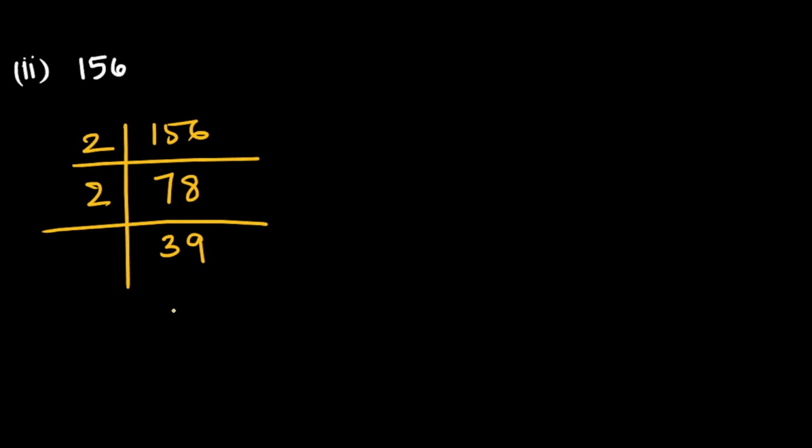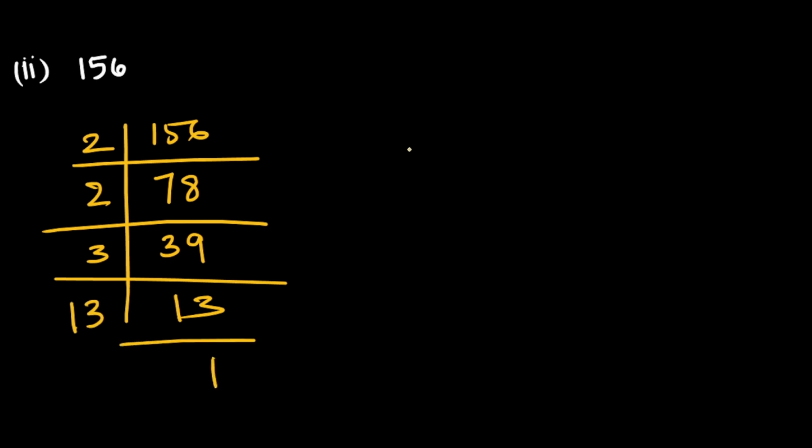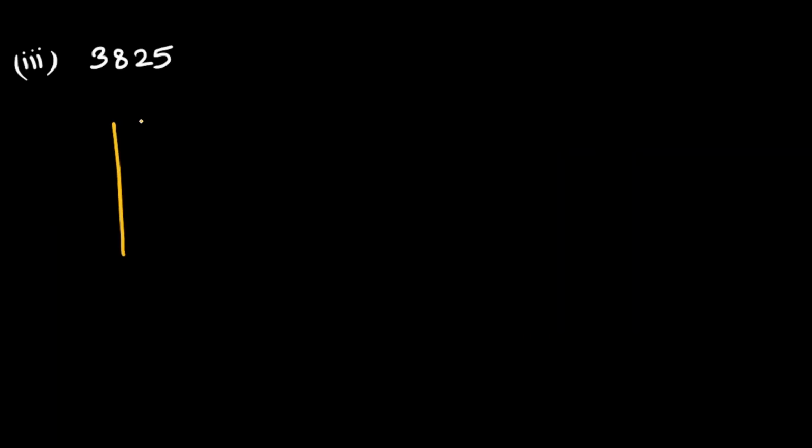This number is divisible by 3. If you check, 3 plus 9 is 12. 12 is a multiple of 3. It goes in 3's table. So we've done 3 here. 3 ones are 3. Then you have 9. 3 threes are 9. So you'll have 13. 13 is a prime number. So you have 1. So 156 can be expressed in terms of primes as 2 into 2 into 3 into 13. Now we have the next question, that is 3825.